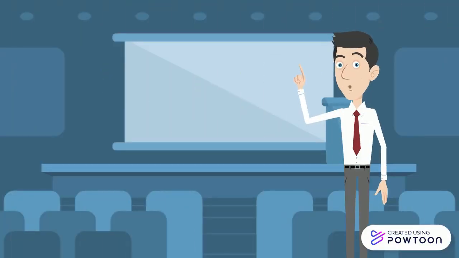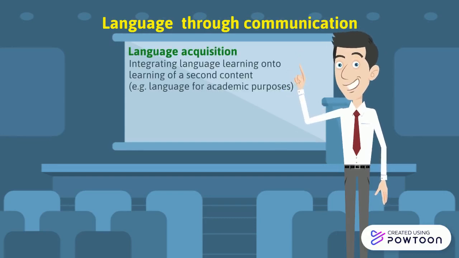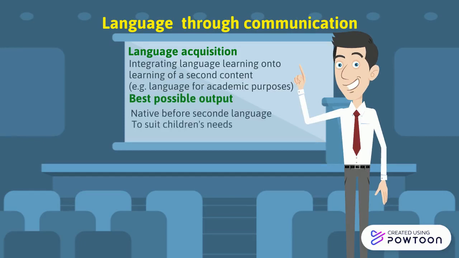Content-based instruction. As far as languages are acquired through communication, this is achieved by integrating language learning into the learning of a second content, for example, language for academic purposes. In order to reach the best possible output, one has to take into account two important factors concerning children. Firstly, children need to establish literacy in their native language before learning the second language. Secondly, it is important to suit the needs of children based on their biological development. This means early acquisition is not always better. In order to act in the children's best interests, one needs to clarify objectives, for example, vocabulary or discourse organization.